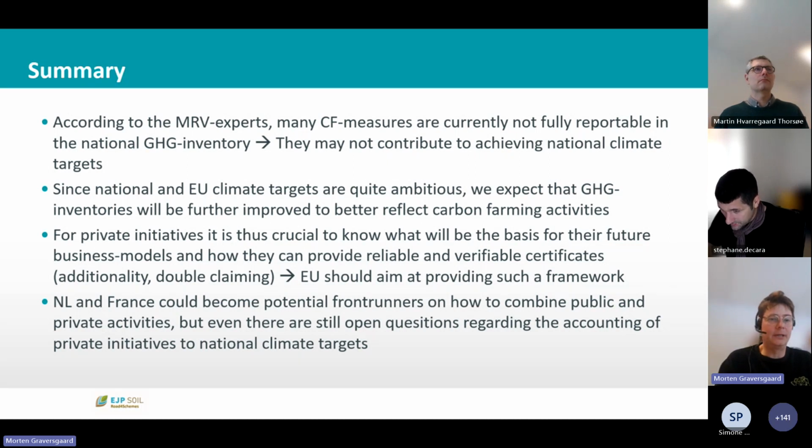We also found that the Netherlands and France could potentially become frontrunners in how to combine both public and private activities. But still, there's a lot of open questions to this. How do we account for these private initiatives to the national climate targets, which is not fully considered yet?